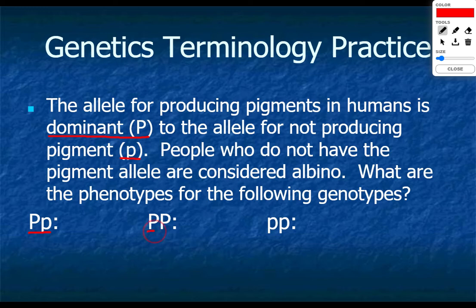Now, let's try this next one here. We have a homozygous dominant. We know that dominant is pigment, so the phenotype for this individual would be pigment. Now this one here, we have homozygous recessive. This individual, we would say, is albino or has no pigment in them.